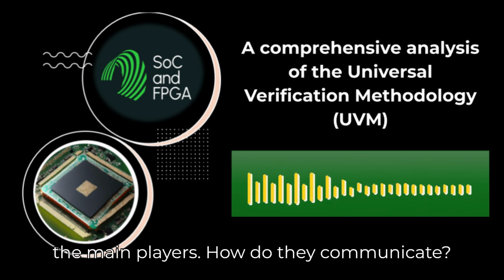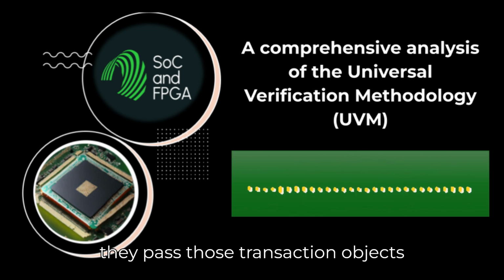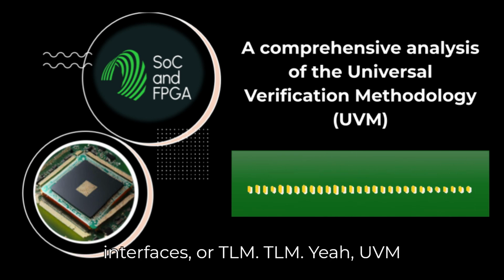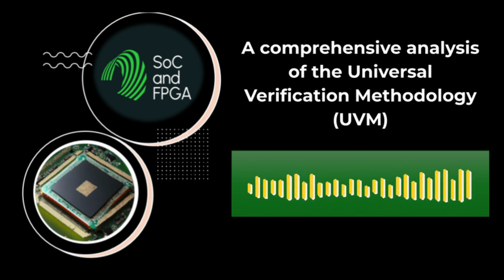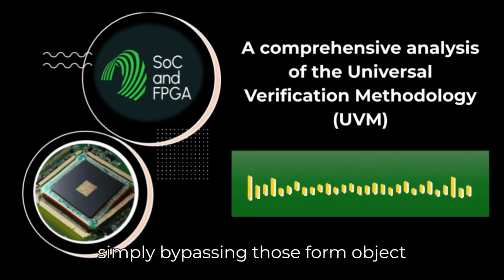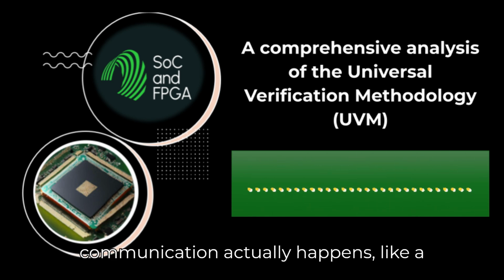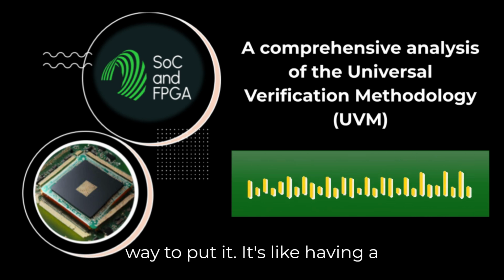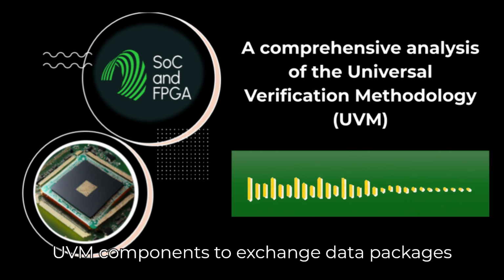Okay, so those are the main players. How do they communicate? You have drivers talking to sequencers, monitors talking to scoreboards. How do they pass those transaction objects around without creating a tangled mess? Through transaction-level modeling interfaces, or TLM. UVM provides standardized TLM ports, exports, and imps implementations. These allow components to connect and communicate simply by passing those UVM object transactions between them. It abstracts away the low-level details of how the communication actually happens. Like a standardized plug-and-socket system for verification components. That's a great way to put it. It's like having a universal USB port system for your UVM components to exchange data packages reliably.